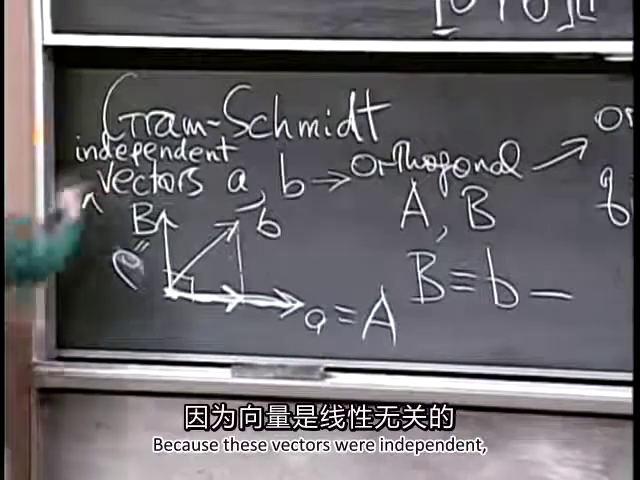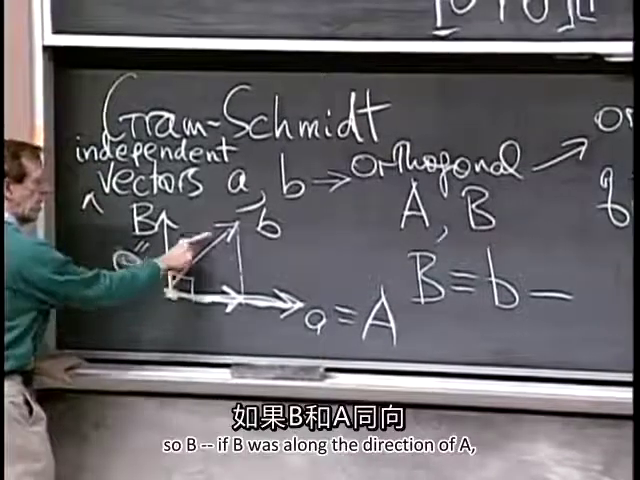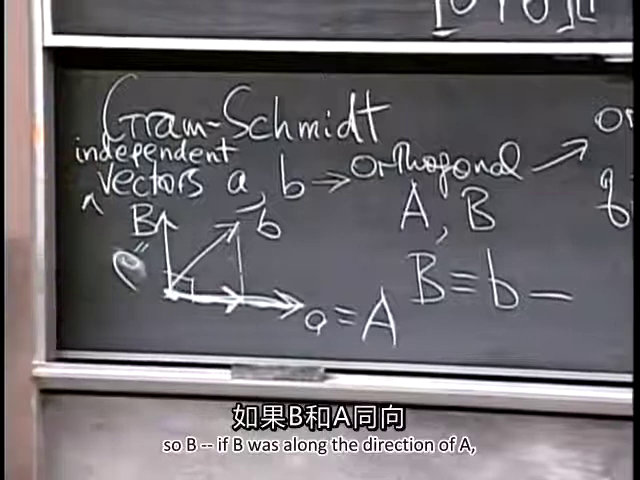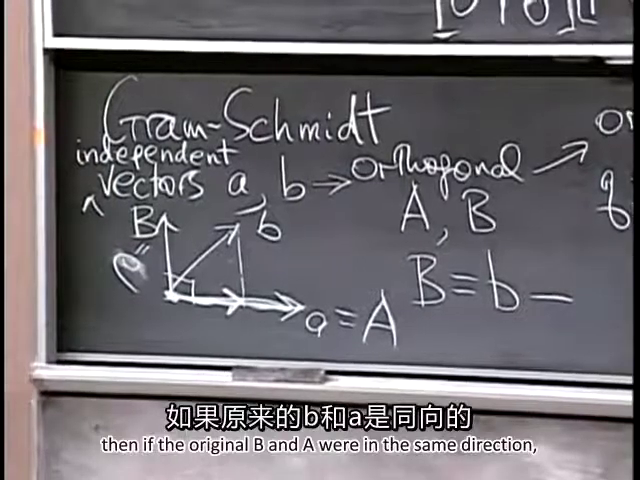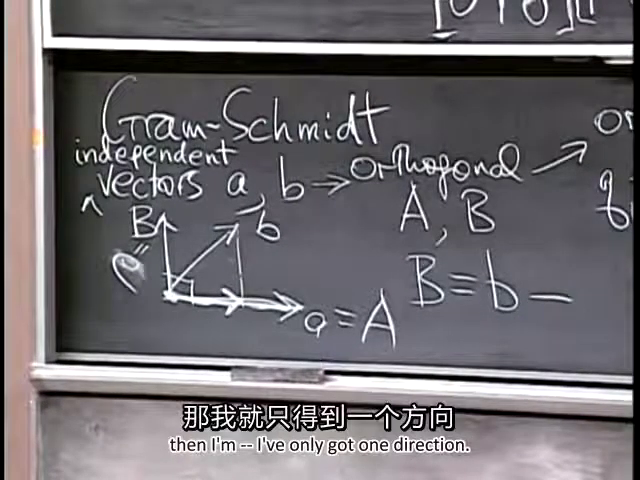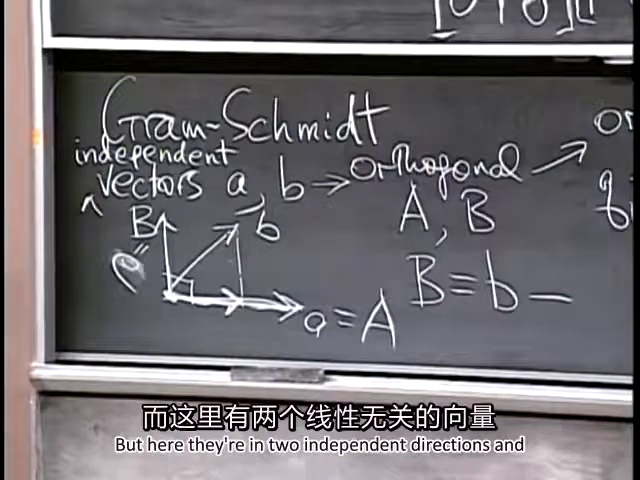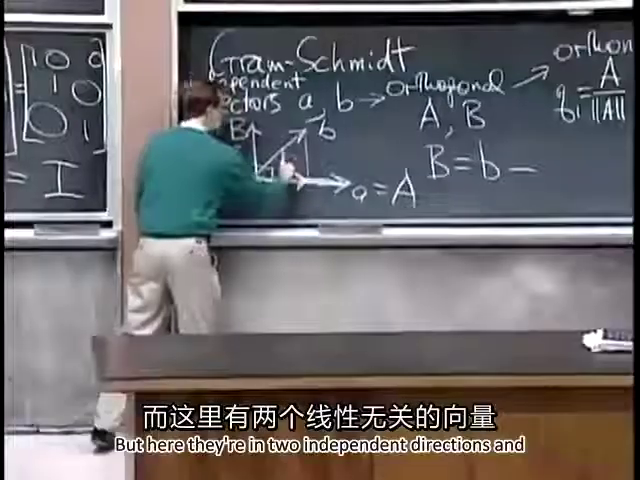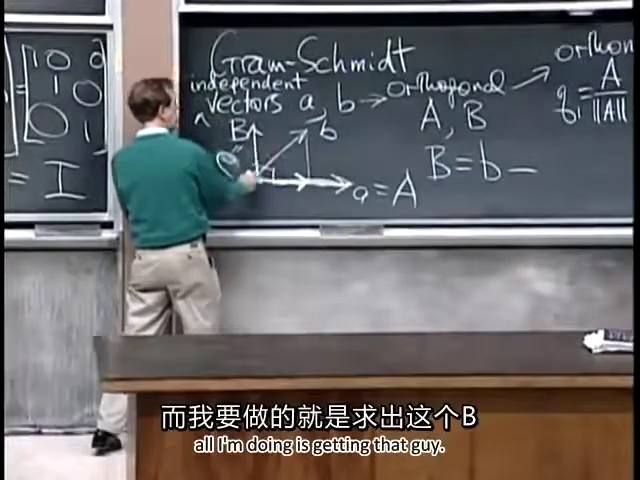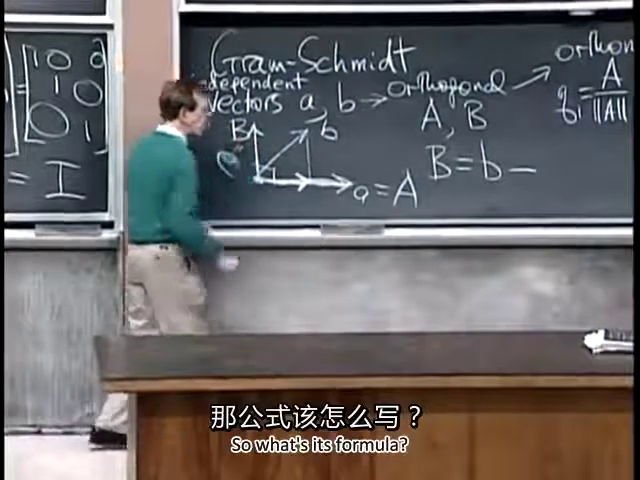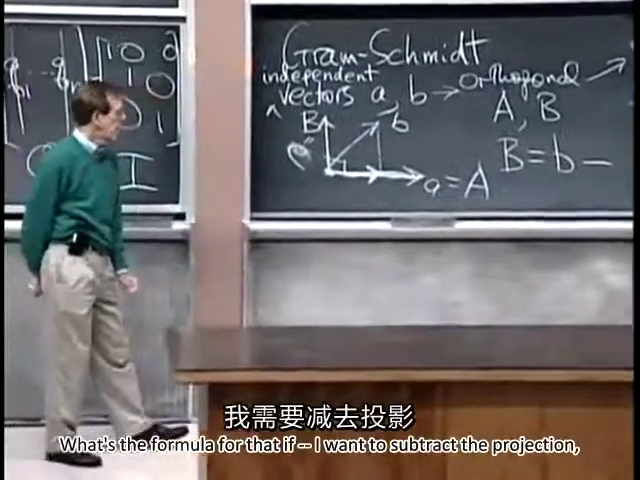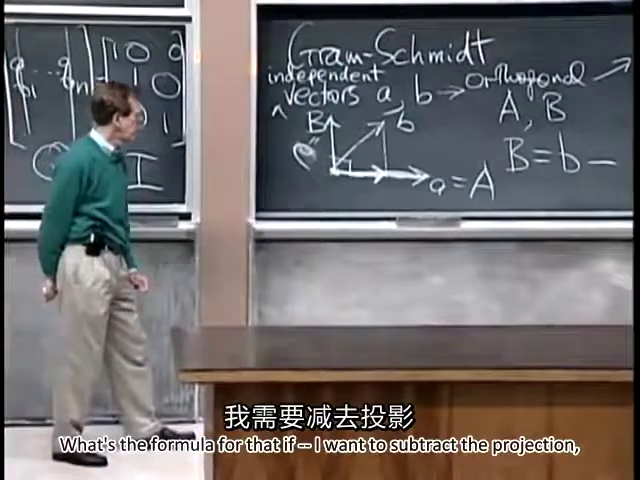Because these vectors were independent. So if B was along the direction of A, if the original B and A were in the same direction, then I've only got one direction. But here they're in two independent directions, and all I'm doing is getting that guy. So what's its formula?